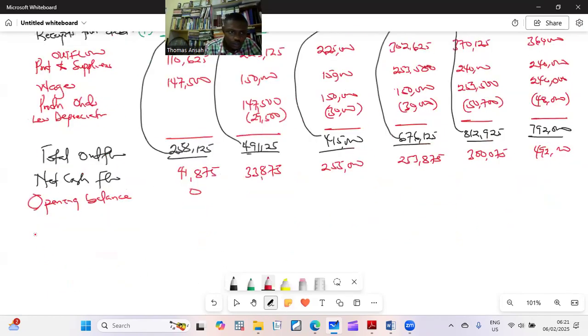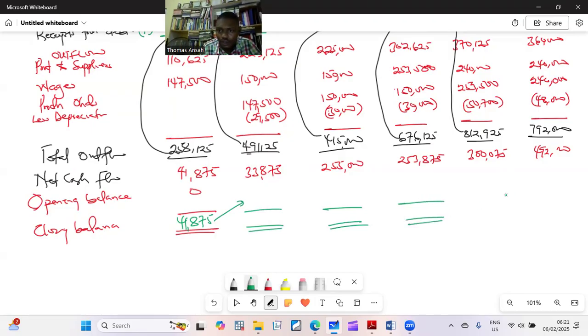So our closing balance will therefore be the same as 41,875. Closing balance of one period is equal to the opening balance of the other. I think by now you get that concept. So here will be 41,875. When I add it now, I have 75,750, and that goes here. 75,750. Then add it here, it gives me 330,750. It goes here.